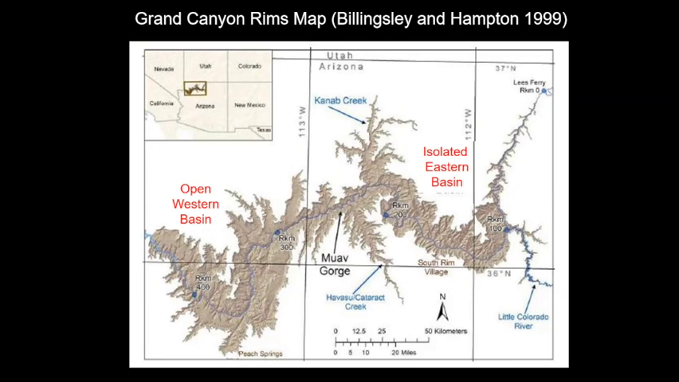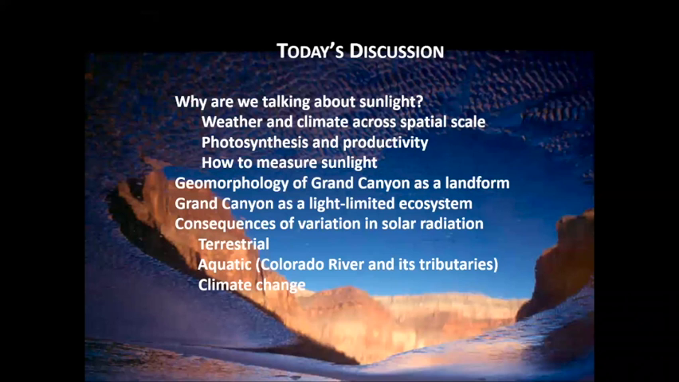At any rate, these twists and turns in the canyon and the depth of the canyon, which is in many places closing in on 2 kilometers, is enough to create many different situations that block the sunlight moving into it. Okay, so we're talking about sunlight here because it affects weather and climate, and those effects vary across space. And Grand Canyon is a great place to explore all those topics.